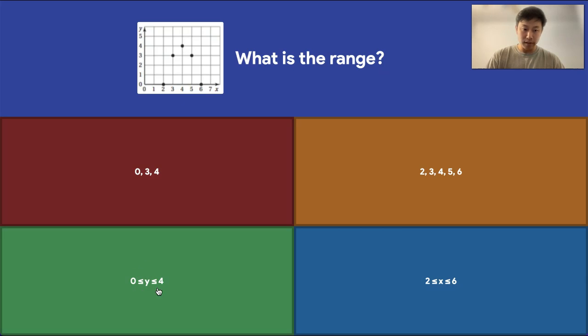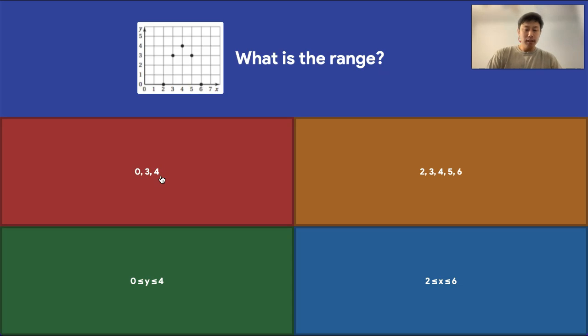Don't confuse it with this, right? This is going to communicate infinite points, which means this would have had to have been connected. We just want separate points. Only 3 possible y values that you see, 0, 3, 4.